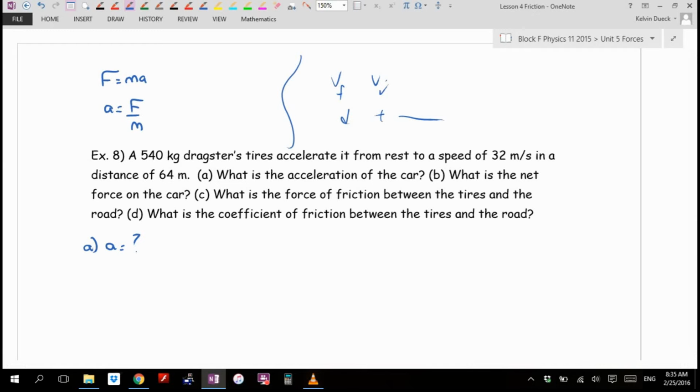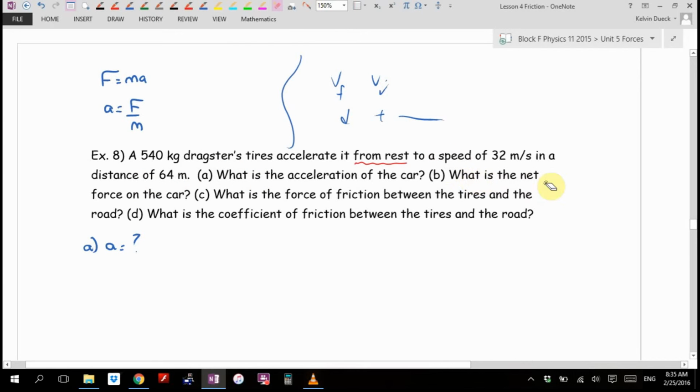Let's look at this. I'm going to read the question, a 540 kilogram dragster. Oh, that's a map. Maybe I'm going to use this. I keep reading. Accelerate it from rest. Oh, Prith, what does from rest mean? You know, that's suggesting maybe I'm going to use this stuff. I keep reading to a speed of 32. That's really suggesting I'm going to use this. In a distance, that's really suggesting.